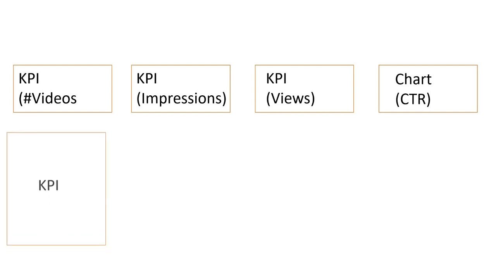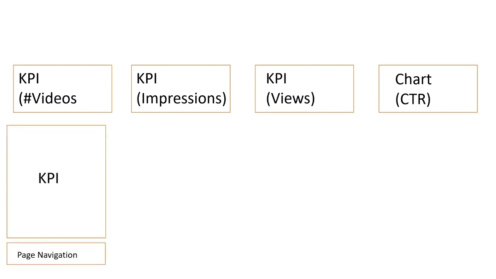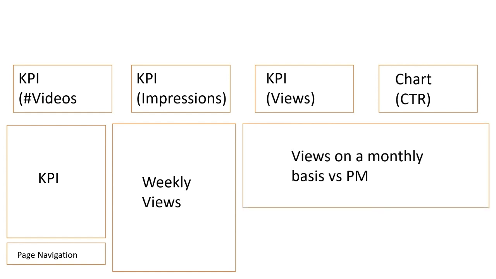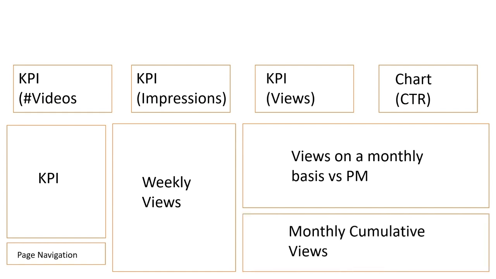The next one should be the total subscribers, and we're going to have a page navigation that will take us to another page where we can see all the videos we have posted and their statistics. Then the next one should be weekly view. And we're going to have this particular view on a monthly basis, on a line chart. And again, we're going to have these monthly cumulative views as well. So you can see how easy it is. This is exactly what we are going to do. Doing this for the first time before you start creating your dashboard will definitely help you to do something amazing.